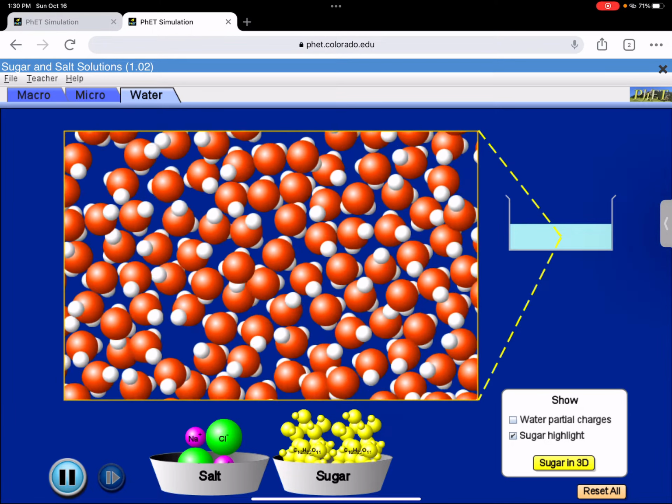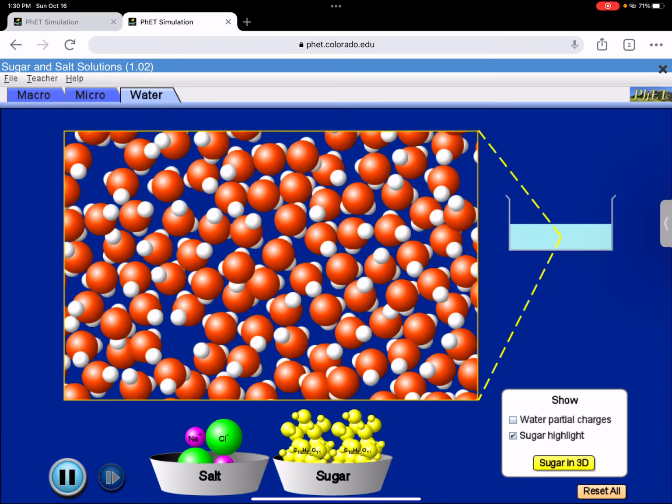If the forces that are holding the Na and the Cl together in the solid phase are weaker than the forces attracting it to the water, it will dissolve. And not only will it dissolve, but the ions will be attracted to those different dipoles in the water. They call that ion dipole. And that's what happens when you make a solution.